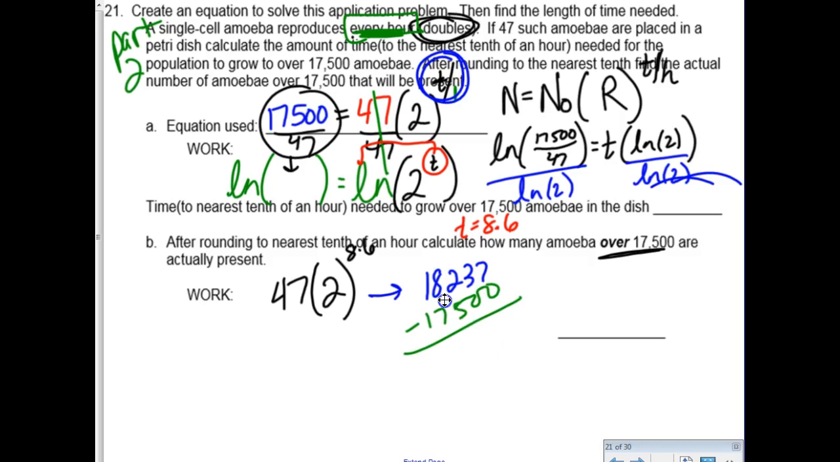Oh, that's embarrassing. Alright, 18,237 minus 17,500. Get your bifocals out, girlfriend. Alright, 737 amoeba.